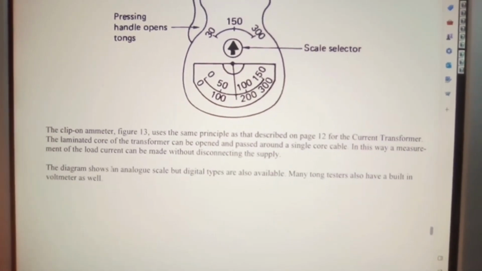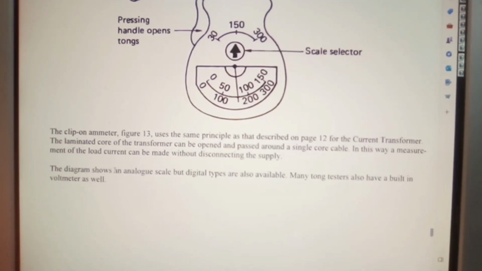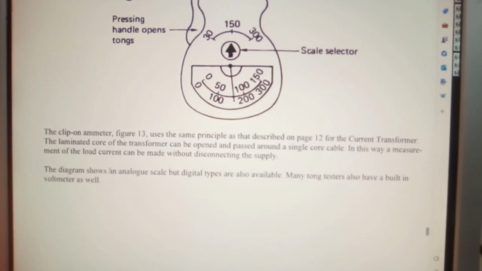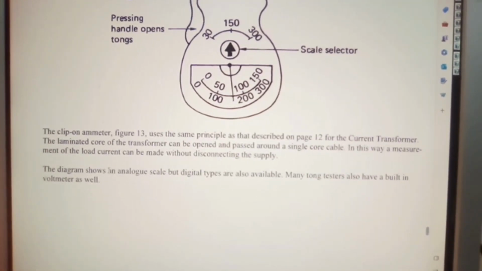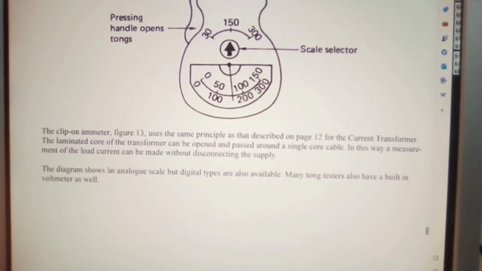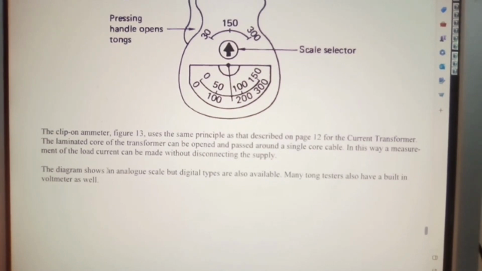The clip-on ammeter, figure 1.3, uses the same principle as that described above for the current transformer. The laminated core of the transformer can be opened and passed around a single core cable. In this way, a measurement of the load current can be made without disconnecting the supply. The diagram shows an analog scale, but digital types are also available. Many tongue testers also have a built-in voltmeter as well.